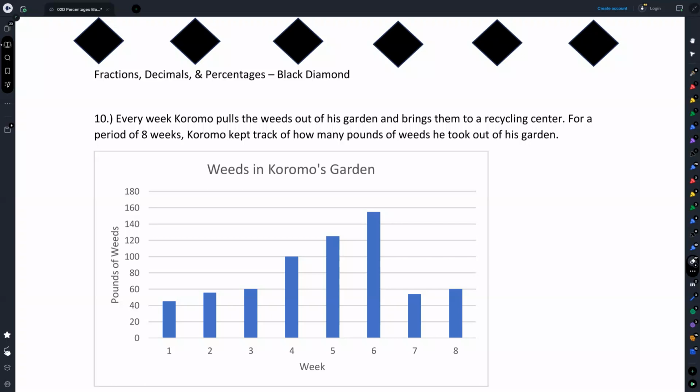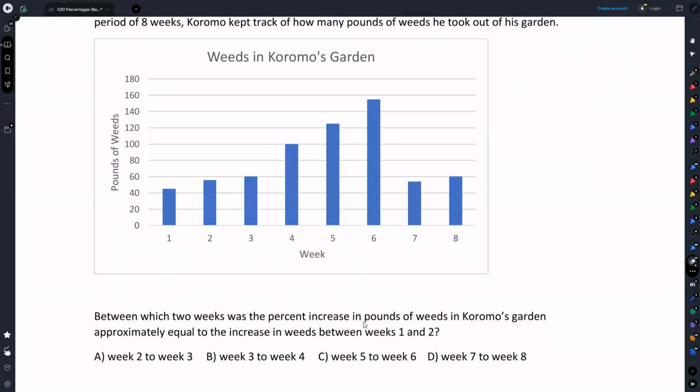For this question, we have a Corona taking weeds out of his garden. They gave us data in the form of a bar graph. And here's the actual question a little bit lower down. It says, between which 2 weeks was the increase approximately equal to the increase between weeks 1 and 2? So let's start with that.